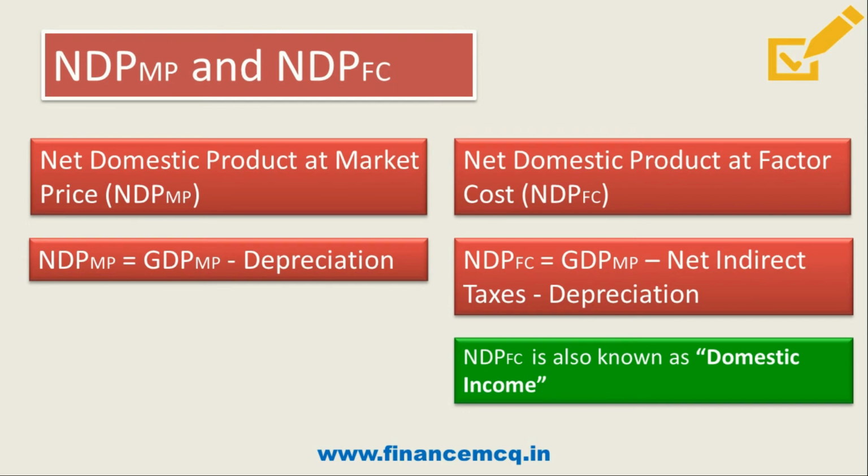It can be asked, what does domestic income mean? It is net domestic product at factor cost. So I hope this NDP at market price and NDP at factor cost concept is clear to all of you.